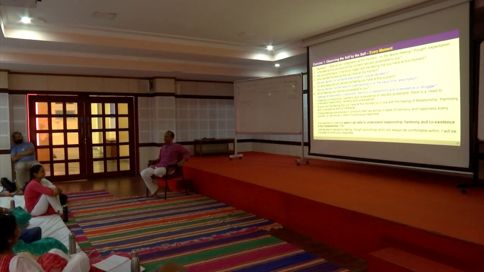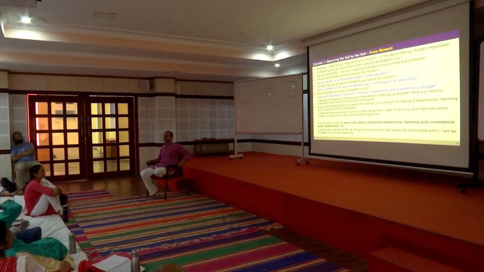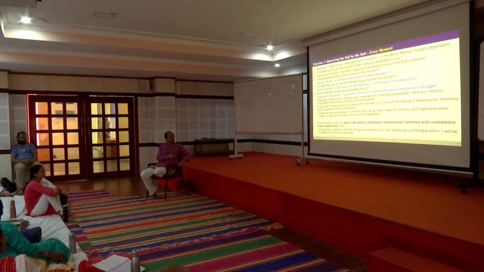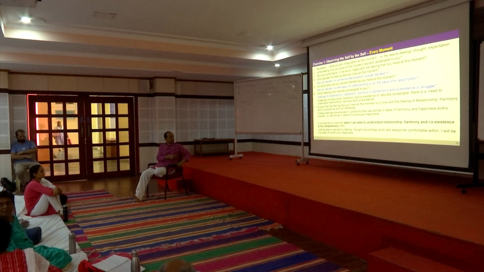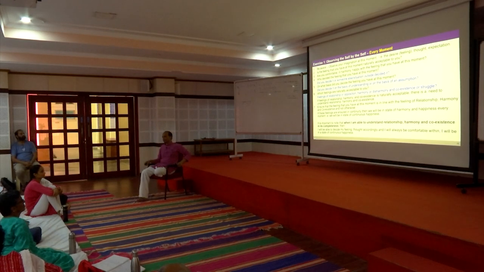So many pains inside. But once I'm able to see this very naturally, that relationship is acceptable to me naturally, not opposition. Harmony is acceptable, not disharmony. Coexistence is acceptable, not struggle. Then at least I can make a program for it. So once I'm able to decide this for me, that I have to understand this, then I can ensure that the feeling that you have at this moment is in line with the feeling of relationship, harmony and coexistence, and not otherwise. So the seventh step is that I ensure it.